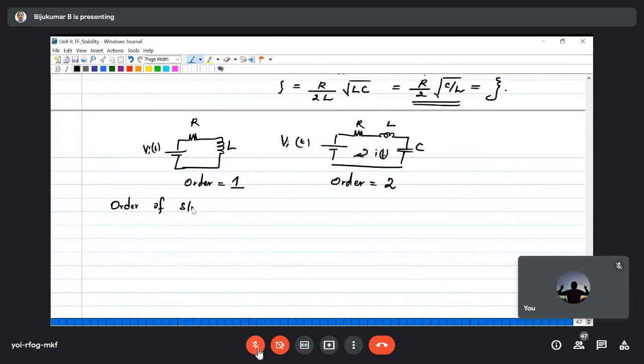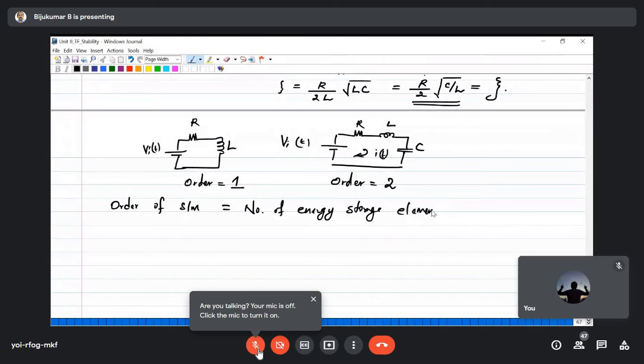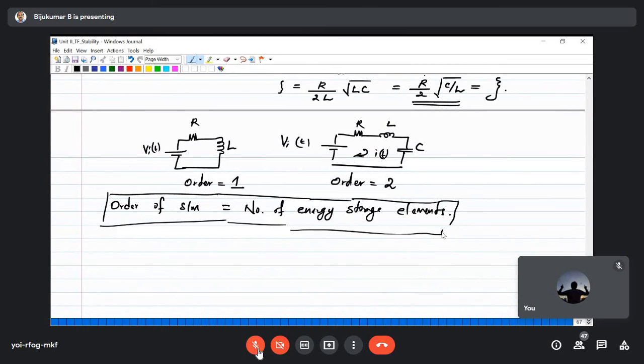Right. The order of the system is equal to the number of energy storage elements. Clear? So suppose one more L is connected in parallel with this, it becomes third order. That is the meaning. Okay. Clear?